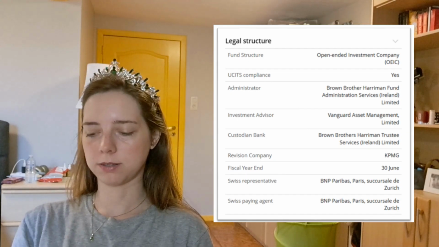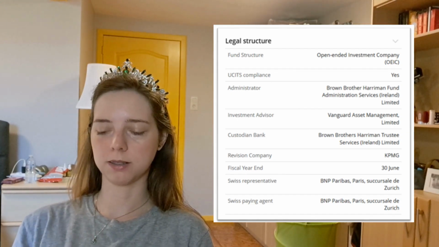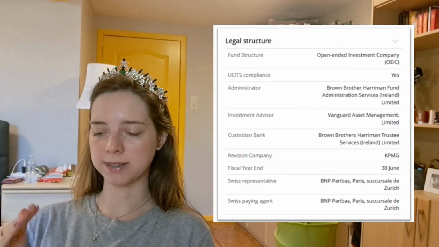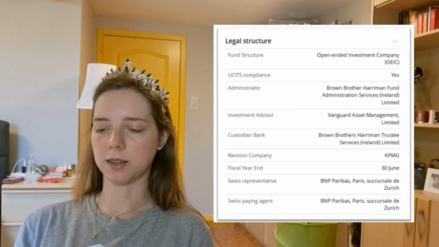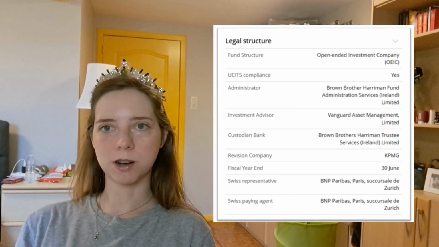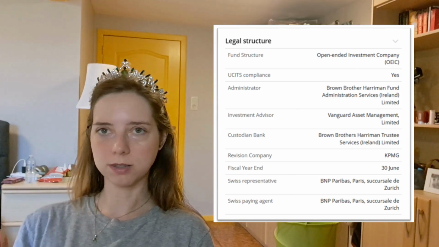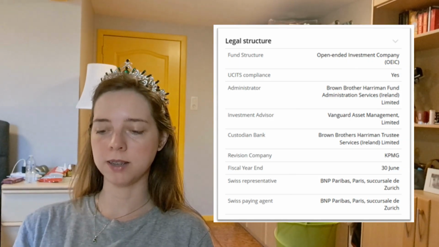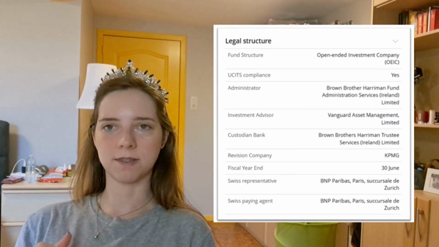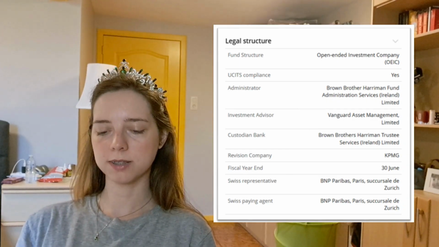Custodian bank, like, I didn't really find what that does. We're going to move on to the revision company, which basically revises the ETF to see if everything is working. They also make market reports, they check the laws, they check the tax efficiency of it all, which I think is very nice that this is a different company. It's advising Vanguard for this.